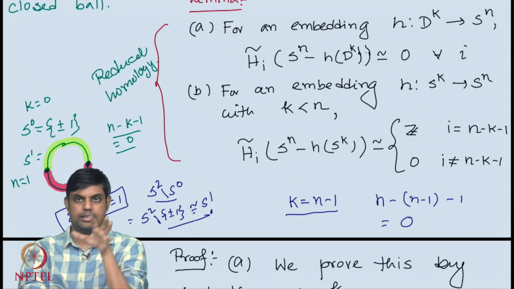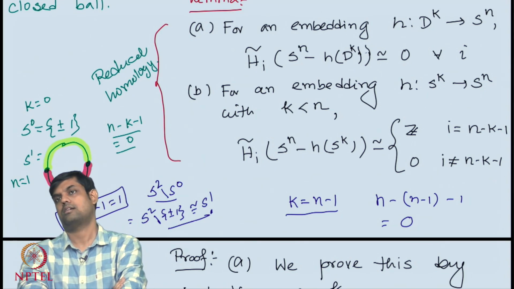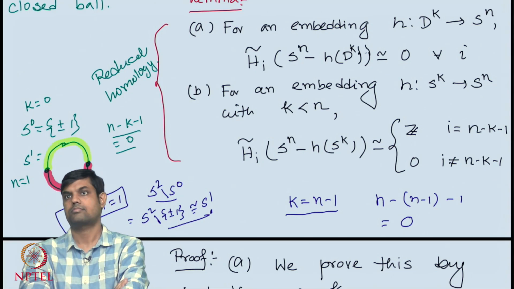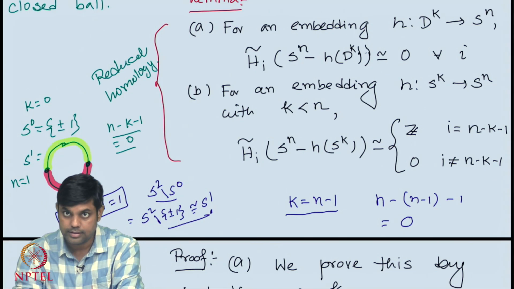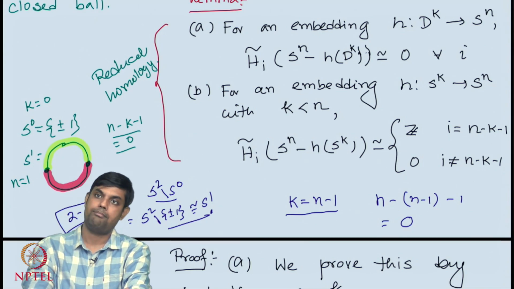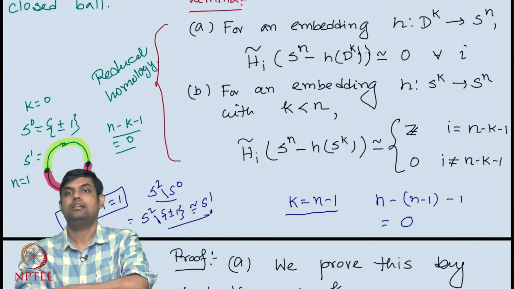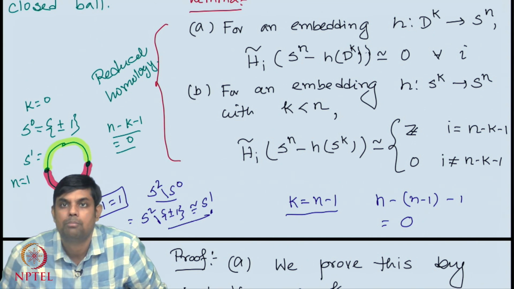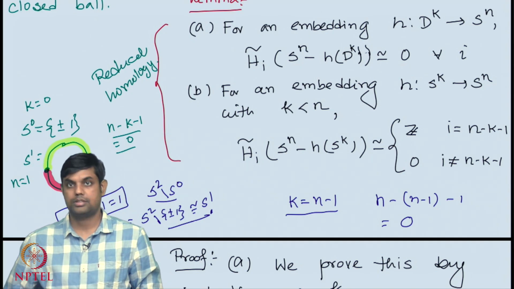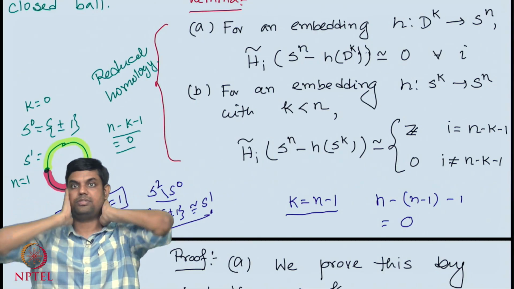You can think of it like this: if you have a sphere and you remove a disk, it will have one connected component. If you remove a point, it will also have one connected component, and so on. Now the other thing it says is that if you have an embedding of a k dimensional sphere inside an n dimensional sphere, then except for one homology, which is n minus k minus 1, everything else is isomorphic to 0. So it behaves like an n minus k minus 1 dimensional sphere in some sense.